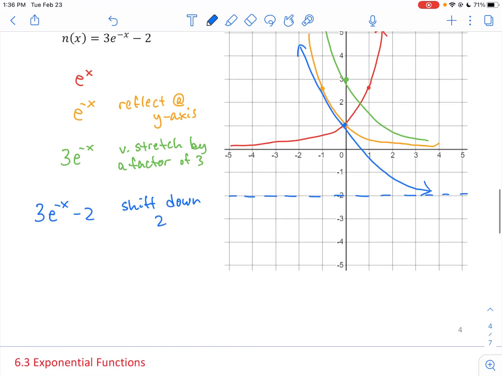Let's do a domain and range real fast. The domain of this blue graph is going to be all real numbers still. Exponents can be any kind of number, but the range is certainly limited. Looking at the blue graph, the lowest y-coordinate will be -2, but not getting there, right? It's going to be higher than -2 will be the possible y-coordinates. Y must be more than -2.